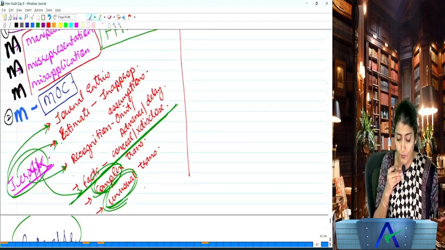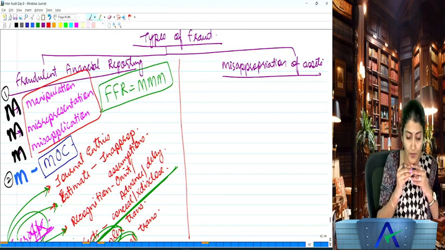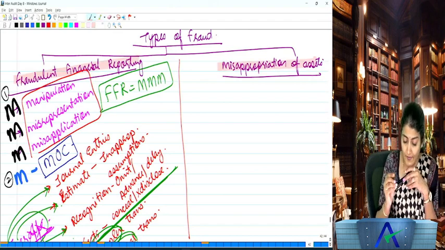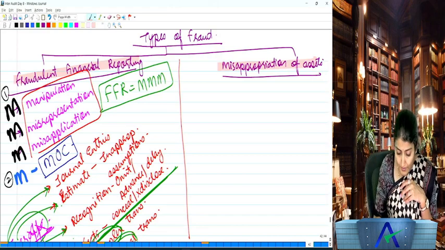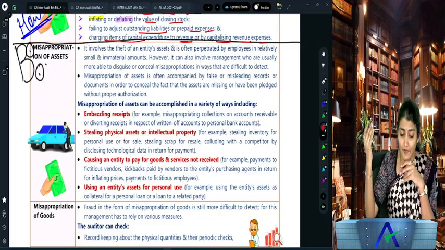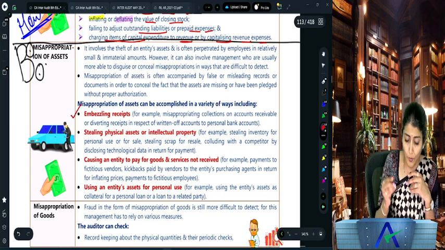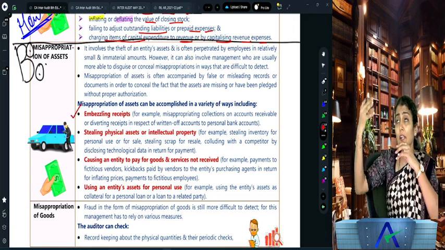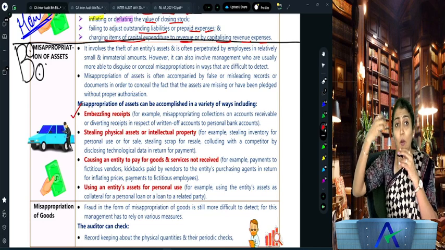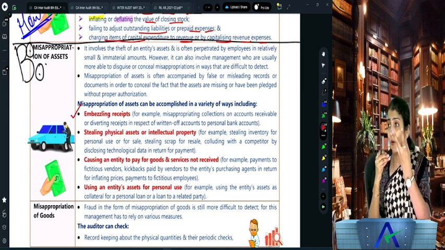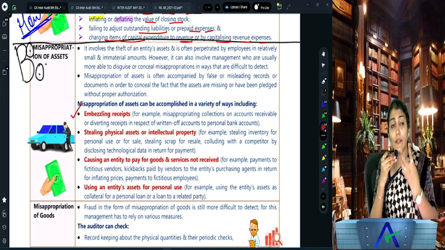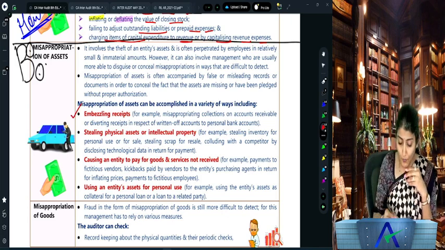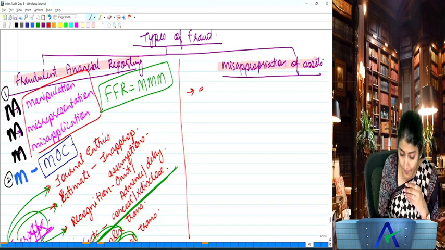And now if we come to the right hand side over there, what is that? That is regarding the misappropriation of the assets. Okay, right? So how can a company misappropriate its assets? One, they can misappropriate by embezzling the receipts, right? Embezzling the receipts, what I told you, customer paid the money, what accounting entry should be passed? Cash account debit to debtors account. But what entry has been passed? Bad debts written off account debit to debtors account, right? So what is that? Embezzling the receipts, right?